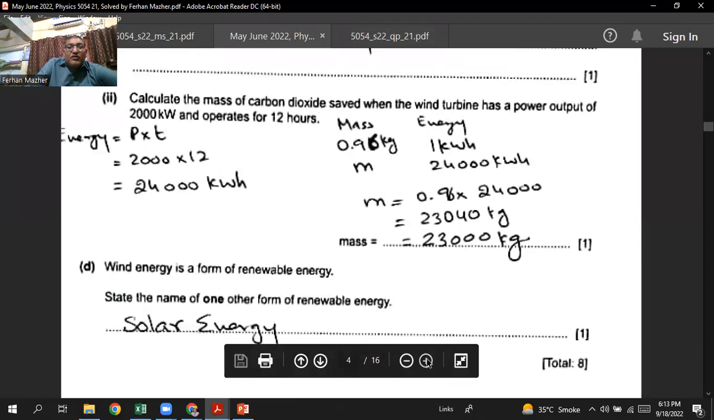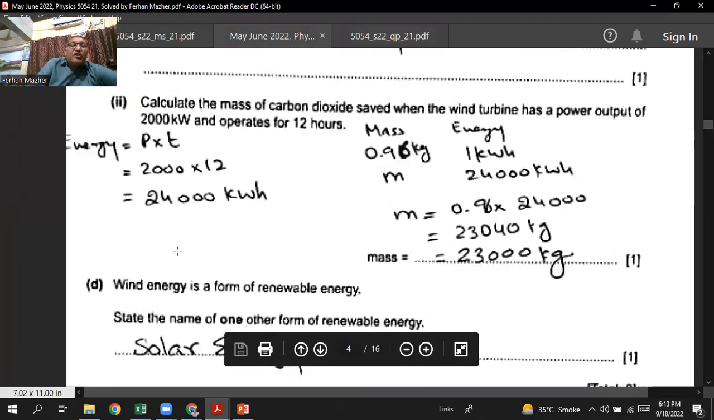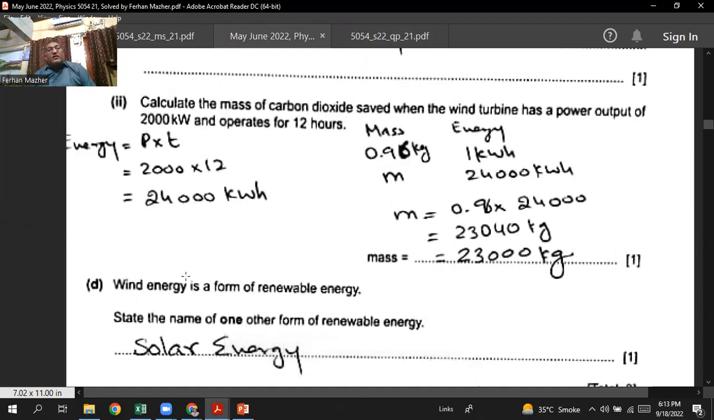So here we go. Energy is equal to power multiplied by time. The power is 20,000 kilowatt and the time is 12 hours. So the energy will be 240,000 kilowatt hour.